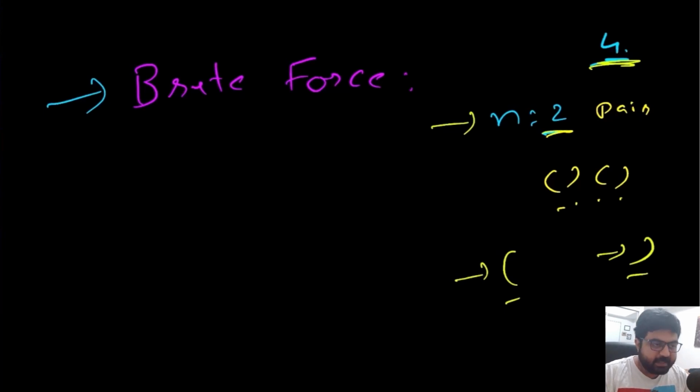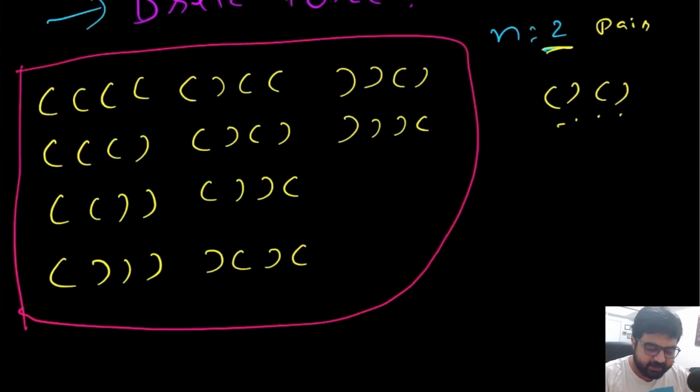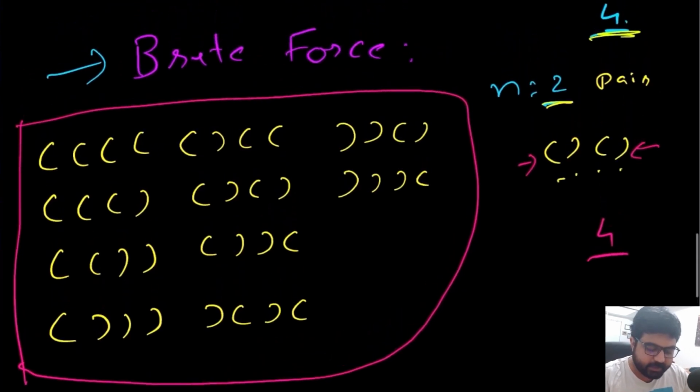So suppose we are given n is equal to 2, what are the different pairs we can make? Let me make just a few pairs. So these are just a few examples that we can make for 4 characters using opening and closing parentheses for n is equal to 2.